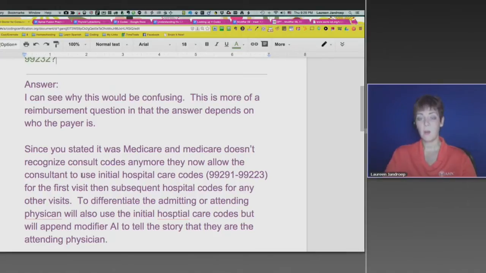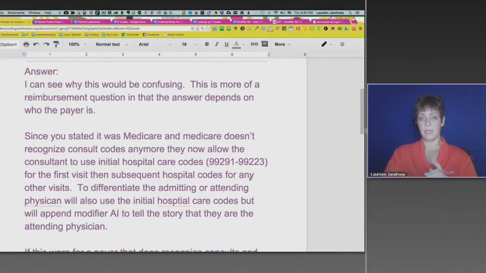So for Medicare only, and for those payers that follow Medicare that do not recognize consult codes, then you would report for that first consult visit a code in the 99221 to 99223 range without a modifier. If you are the attending or admitting physician, you're going to use codes in the same range, and you're going to use the AI modifier to indicate that you're the attending. Okay? So that's how that works.